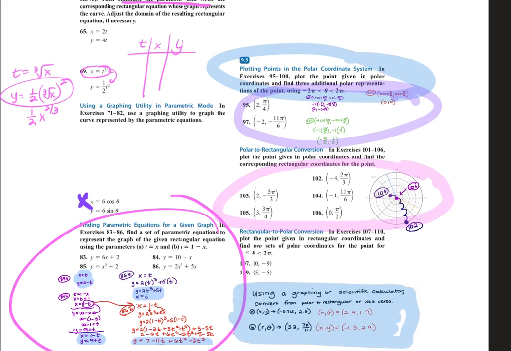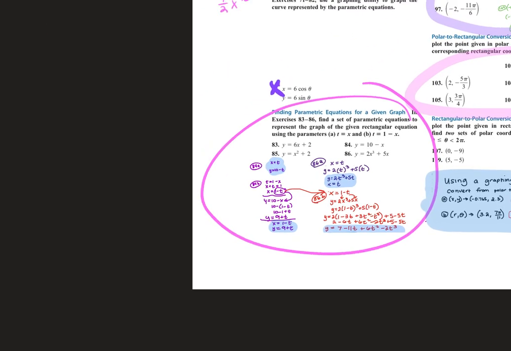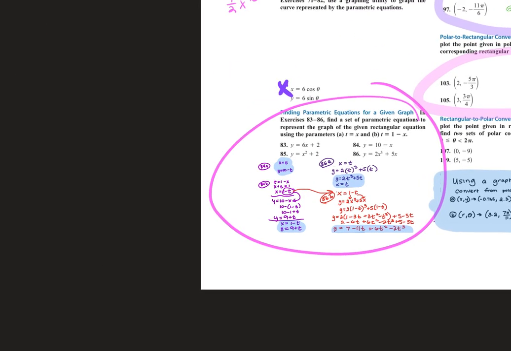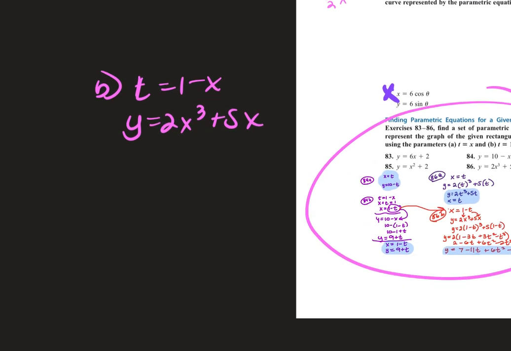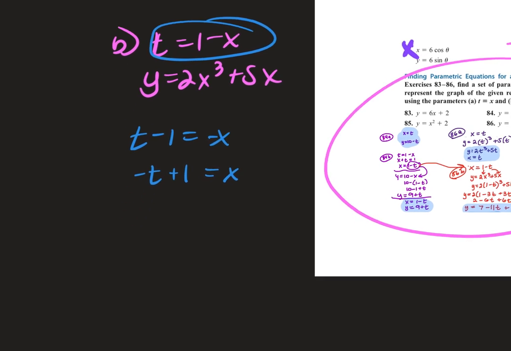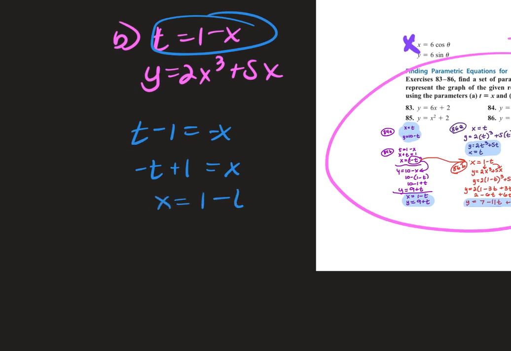Which one? Number 86. So the A with x equals t or the B with t equals, let's do B because it says t equals 1 minus x and y equals 2x to the 3rd plus 5x. So you have to find the one that has the t in it, right? Solve for the other variable. So I'm solving for x. So I would get t minus 1 equals negative x. So negative t plus 1 equals x. And I just, by preference, would flip it, 1 minus t.